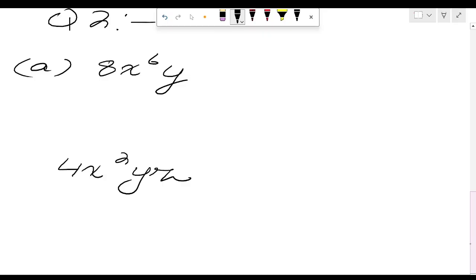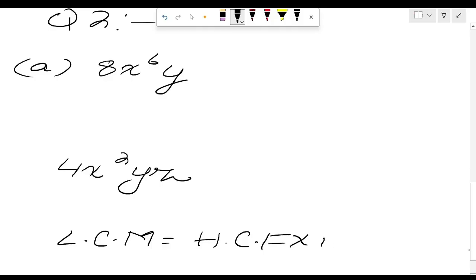We're going to find the HCF, which is the highest common factor, and the uncommon factors. In order to find the LCM, the formula is HCF, which is basically the common factors, multiplied by the uncommon factors. This is our formula for LCM. So first we have 8x power 6 y and 4x power 2 yz.